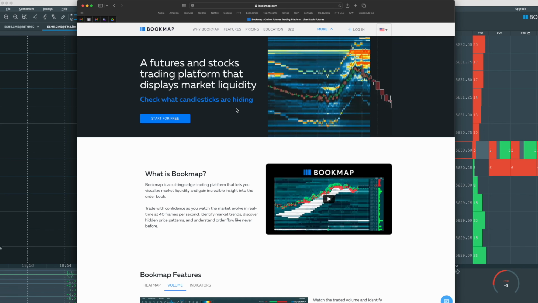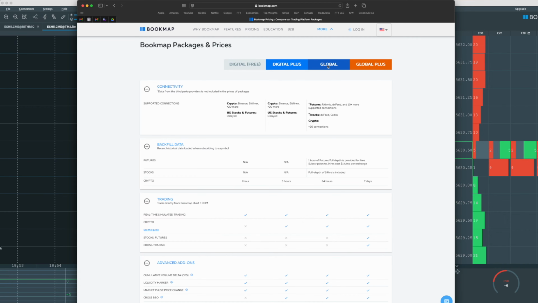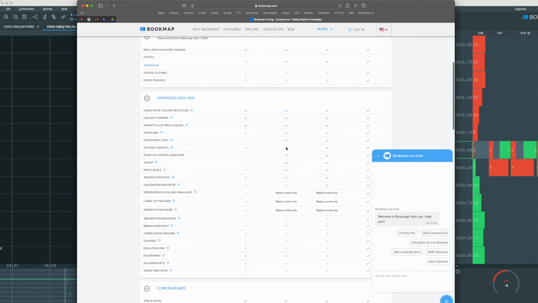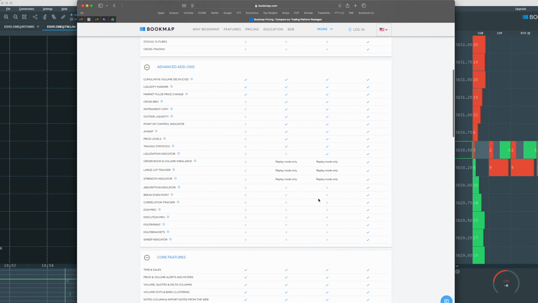All right, to get started with Bookmap, to get connected, you go to bookmap.com. I have the global version. I would recommend at least the global, depending on what you're doing, but you can get away with the digital plus. These are all the things that you're going to have access to. You can take a look at that. The only thing that I don't have is the DOM Pro and these things, but again, I don't really use them. If you're using Sierra Chart or if you're using MotiveWave like I am, you're going to have a DOM on there and a footprint and everything.